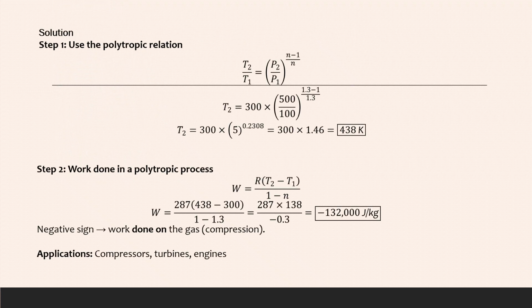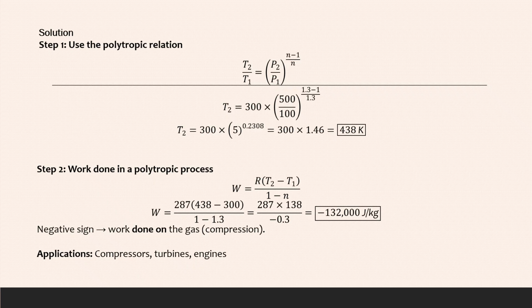Solution. We are using the polytropic relation that says T2 by T1 equals P2 by P1 whole power n minus 1 by n. Now we are substituting the values of T1, P2, P1 and n. After substituting, we get T2 to be 438 Kelvin. In the next step, we will find the work done in a polytropic process. The work done for a polytropic process is given by R of T2 minus T1 by 1 minus n, where we substitute the values and find work done. The work done will be minus 1,32,000 joule per kg. The negative sign indicates the work done on the gas.